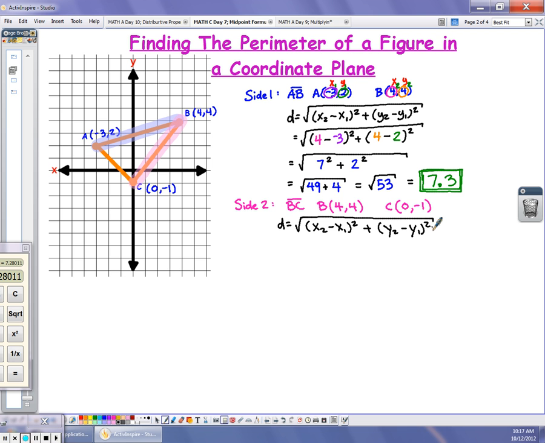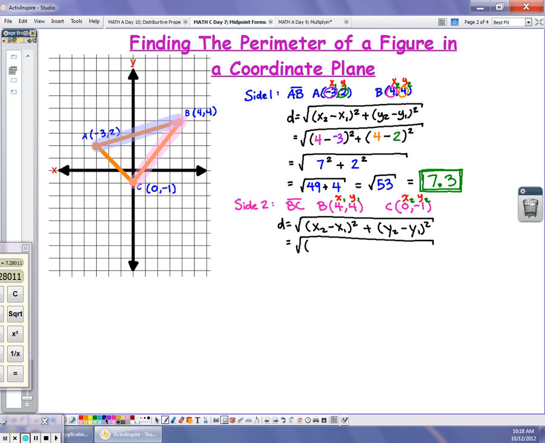Again, every ordered pair has an x and a y, so I'll just go ahead and write that above these. The first ordered pair will be our 1's. Our second ordered pair will be our 2's. Like the first side, we'll just go ahead and substitute our information.